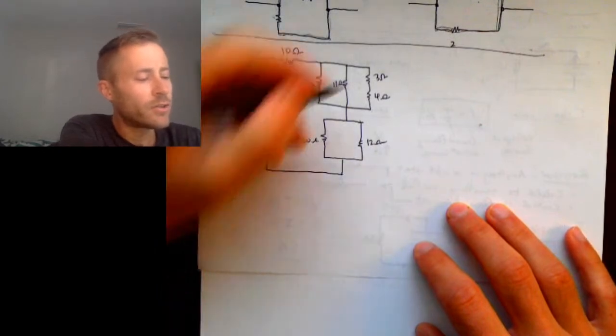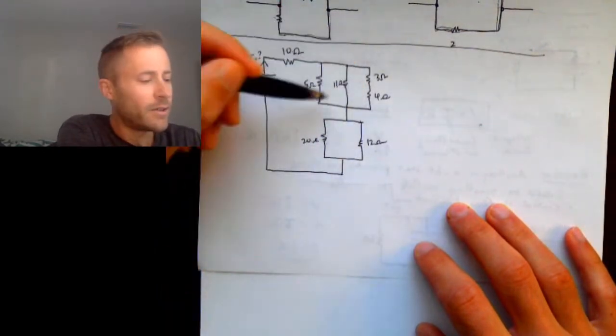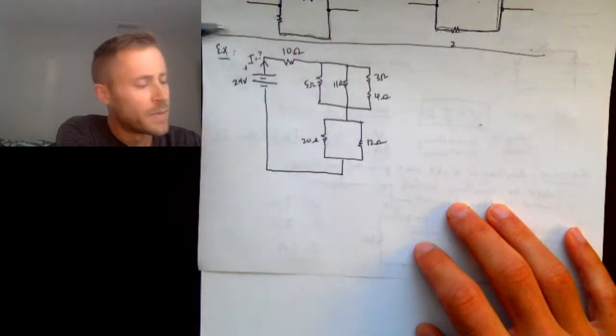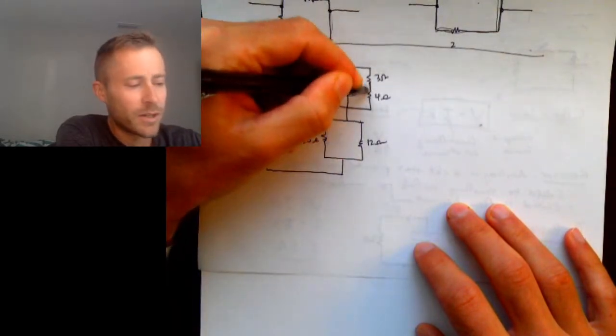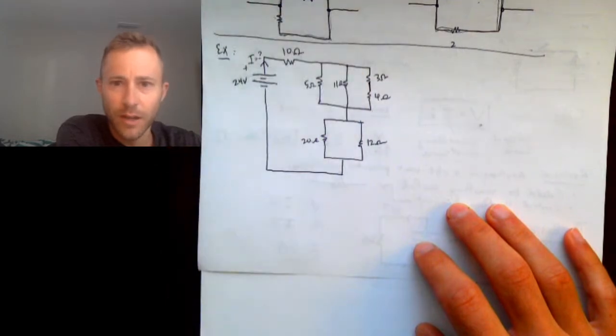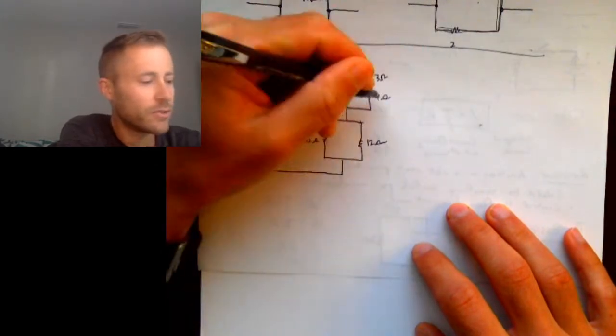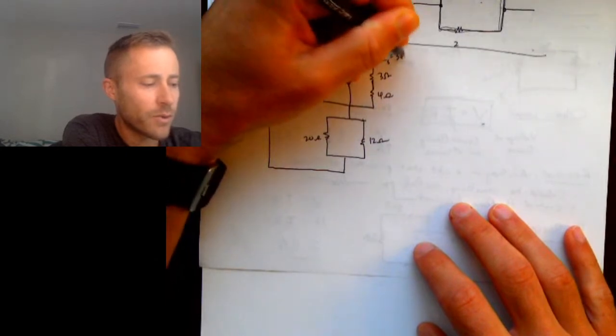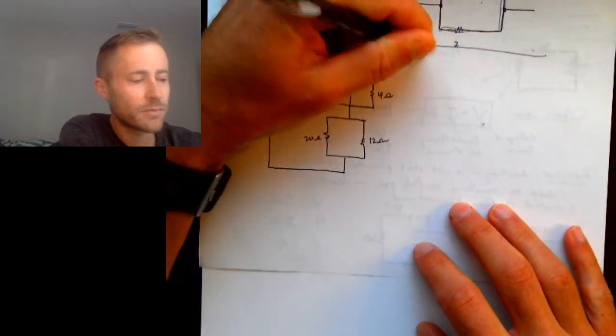So first thing I notice is that I can't do anything with 11 and 3 because those aren't in parallel. But I see that 3 and 4 can be connected by this wire that has no branches in it. So they are in series. So R sub S is 3 plus 4 equals 7 ohms.